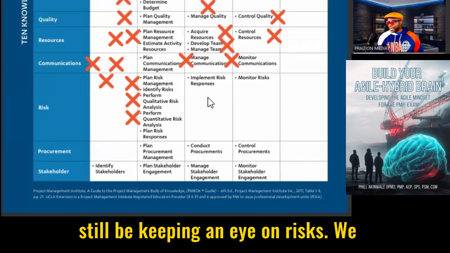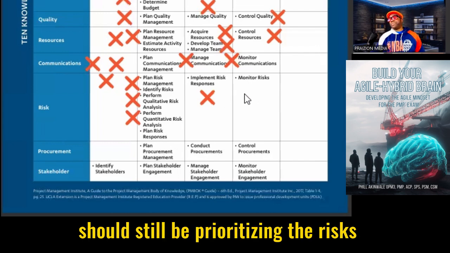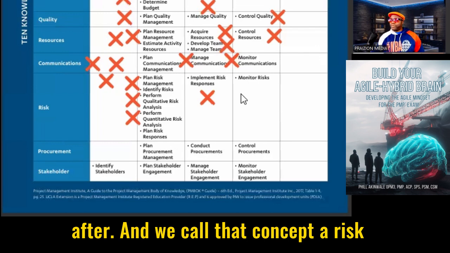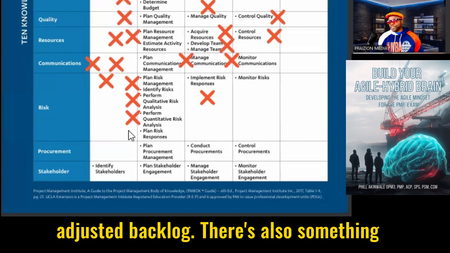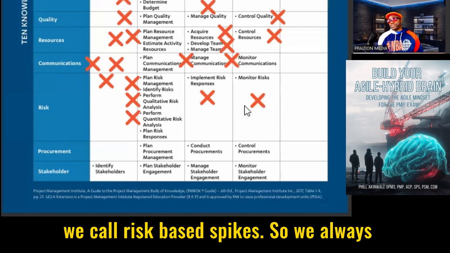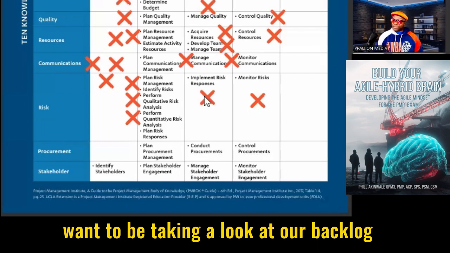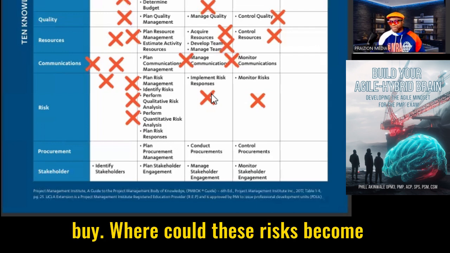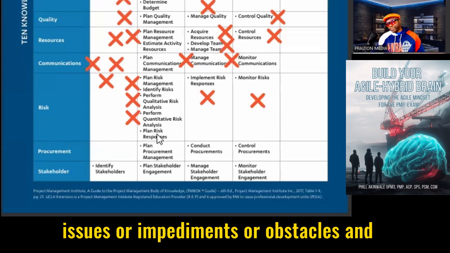We should still be keeping an eye on risks. We should still be prioritizing the risks as far as which ones we are going to go after. And we call that concept a risk adjusted backlog. There's also something we call risk based spikes. So we always want to be taking a look at our backlog and saying, where could risk come out to bite us? Where could these risks become issues or impediments or obstacles and blockers?